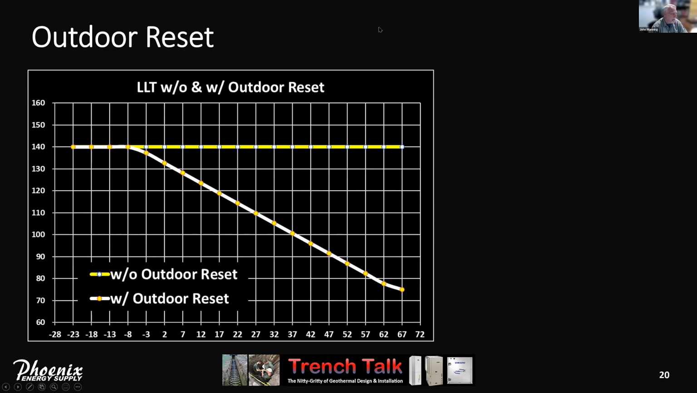Now let's talk about outdoor reset. If you basically have a choice, you could have a single set point control. This is an absolute worst case of trying to control to 140 degrees, which I would highly recommend that you avoid. But no matter what the outdoor temperature is, that single set point control is always maintaining 140, versus outdoor reset, and these are adjustable, so you can dial in a curve that meets the specific need of the home. But in this case, we dialed it right down to about 75 degrees when it's 67 outside, and we allow the set point to change as outdoor temperatures get colder, all the way up to that 140 that we need on a design day.